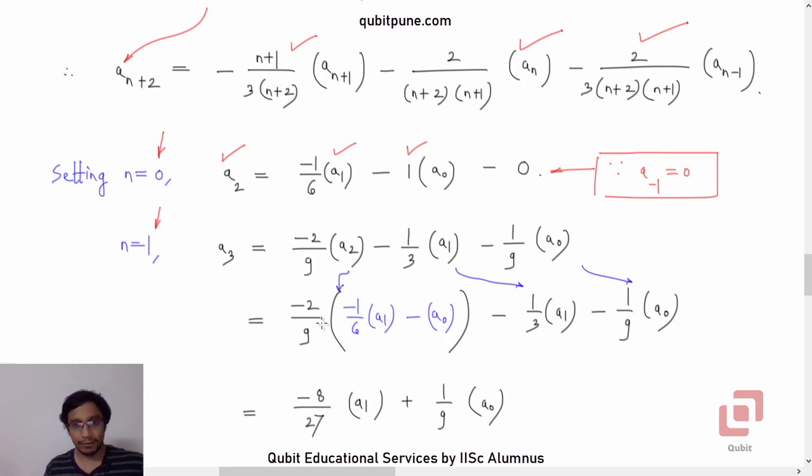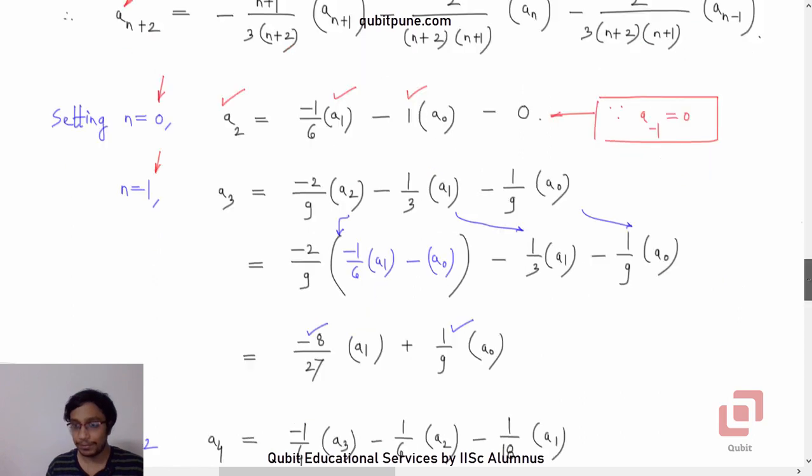So if you compute it, for a1 it is going to be 2 upon 54 or 1 upon 27, minus 1 upon 3, so that will turn out to be minus 8 upon 27. And for a0 it is going to be 2 by 9 minus 1 by 9, so plus 1 upon 9. So we have managed to express a3 in terms of a1 and a0. Let us see if we can do that for a4.